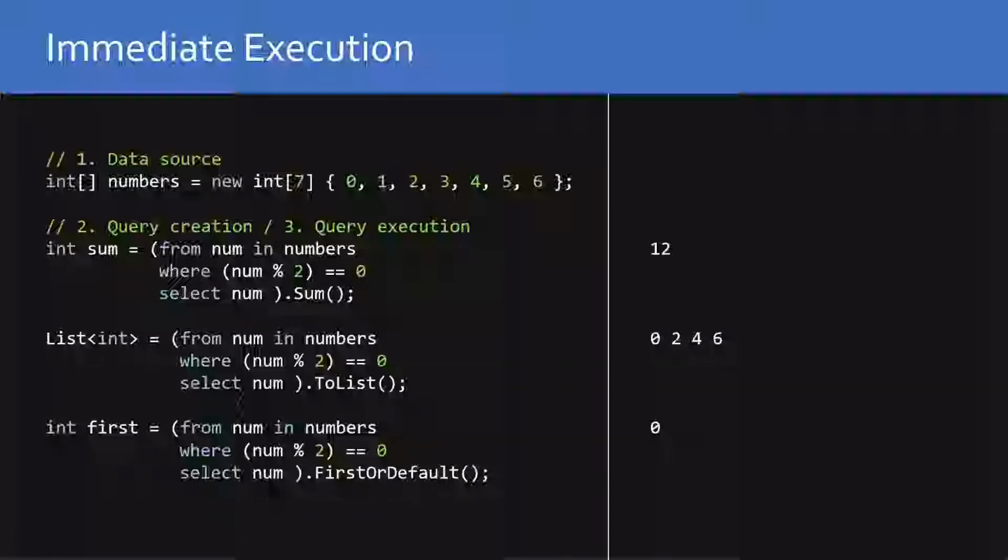You don't always have to do deferred execution. There are some methods that allow you to execute immediately on your query. Some examples are Sum, like we see here, and different aggregate functions like Average or Count. There are also ones like ToList or ToArray, and ones like FirstOrDefault. These are all examples of immediate execution, and you'll notice that instead of returning an IEnumerable, they return an int or a list.